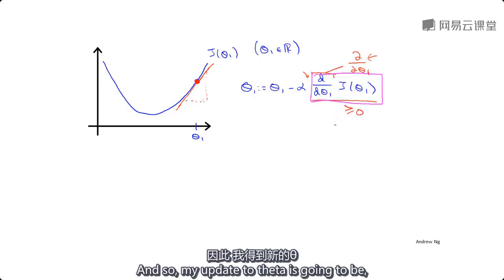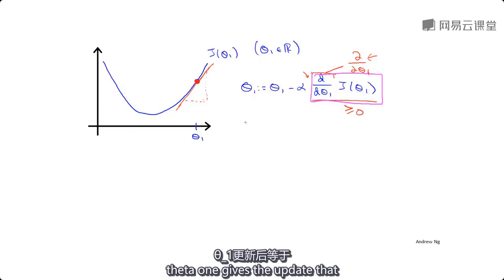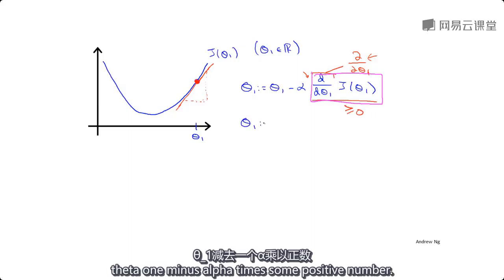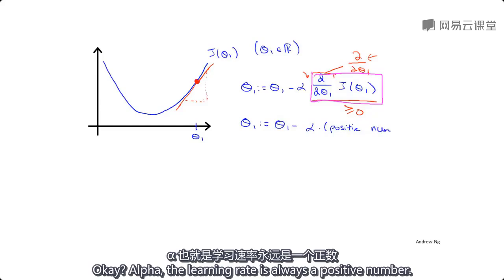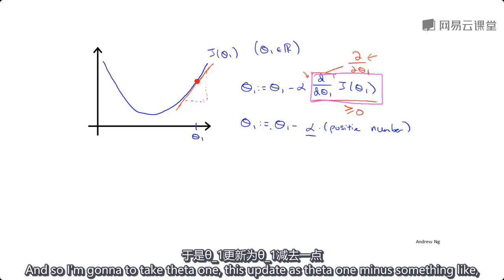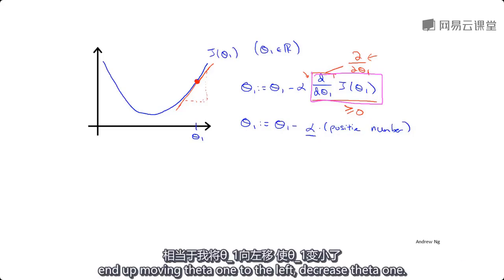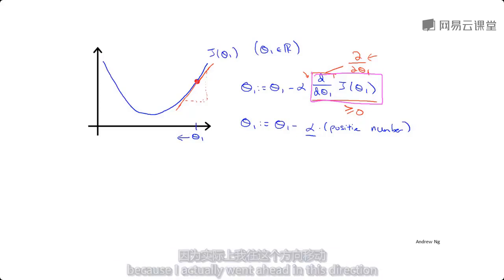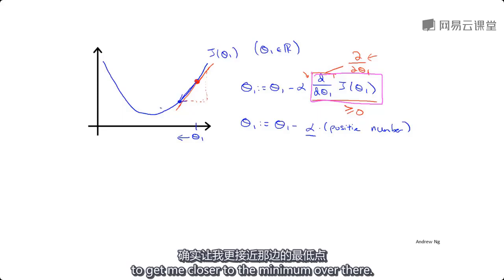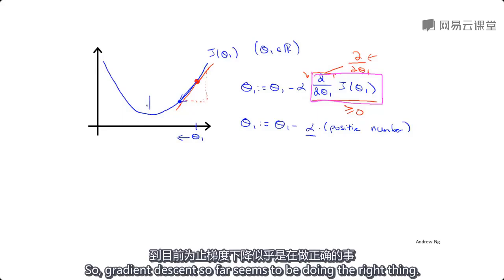And so my update to theta is going to be theta 1 gets updated as theta 1 minus alpha times some positive number. Alpha, the learning rate, is always a positive number. So theta 1 gets updated as theta 1 minus something, and I'm going to end up moving theta 1 to the left. I'm going to decrease theta 1. And we can see this is the right thing to do because I actually want to head in this direction to get closer to the minimum over there. So gradient descent so far seems to be doing the right thing.